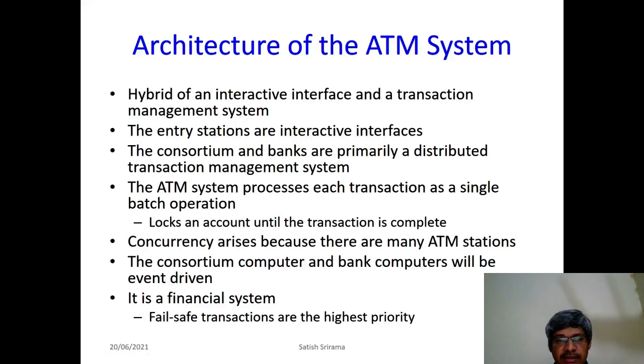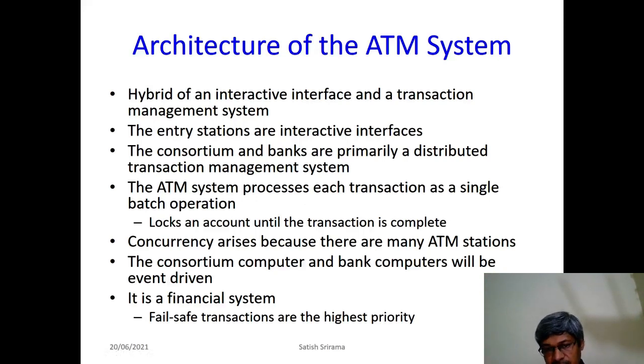In terms of processing, the ATM system processes each transaction as a single batch operation. While it is doing that particular transaction, it is locking that particular account until the transaction is complete. So that means it is doing this sort of batch operation, and it is also dealing with transactions. So it is basically a hybrid model of the several architectures which we have discussed, because the ATM itself has multiple subsystems.